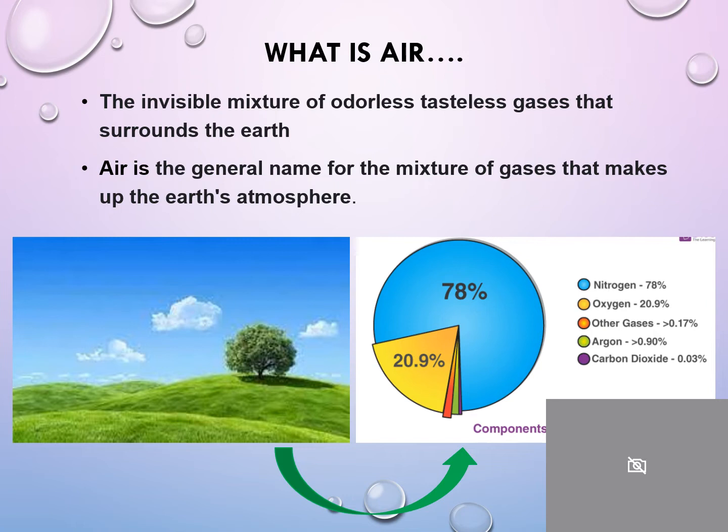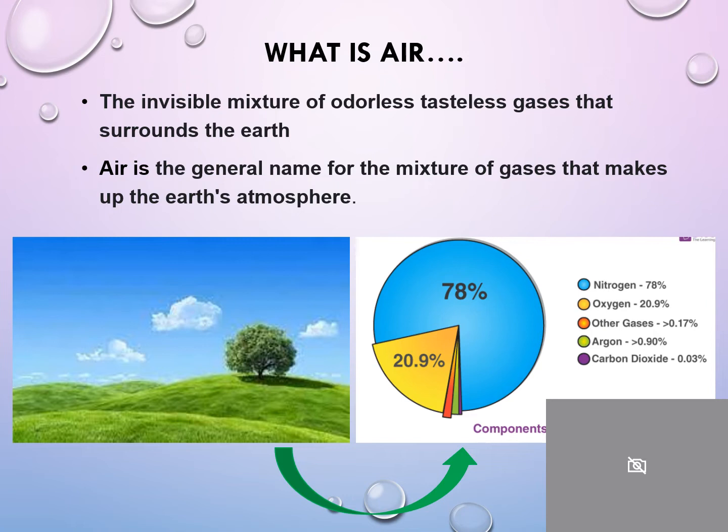Atmospheric air is the invisible mixture of odorless, tasteless gases that surrounds the Earth. Air is the general name for the mixture of gases that makes up the Earth's atmosphere. In our atmospheric air, we have a combination of different gases like nitrogen, oxygen, other inert gases, argon and carbon dioxide, in different proportions, suspended in the atmospheric air.